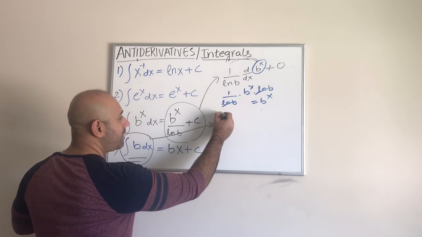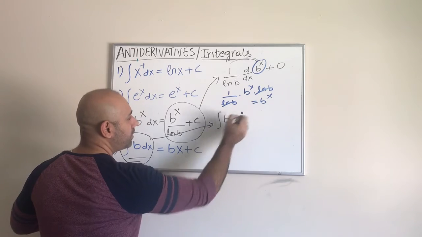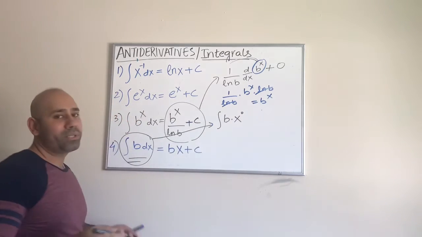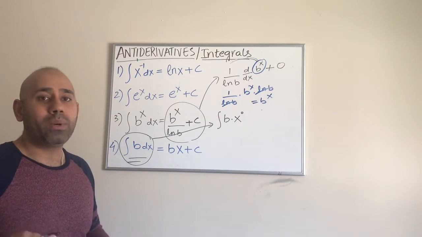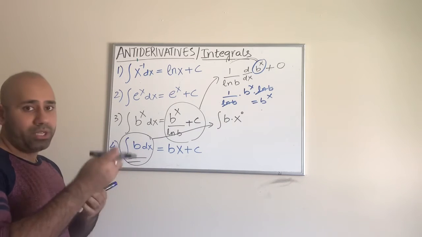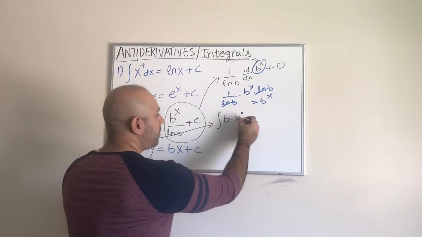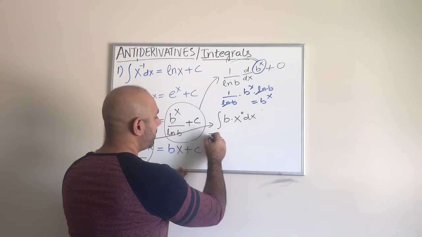What we can do is rewrite this as b times x to the power 0. Because what is x to the power 0? x to the power 0 is 1, and b times 1 is b. So I have not really changed this quantity, but I have just introduced something else that might help me use the power rule here. And of course, there's still a dx. Don't forget about the dx.